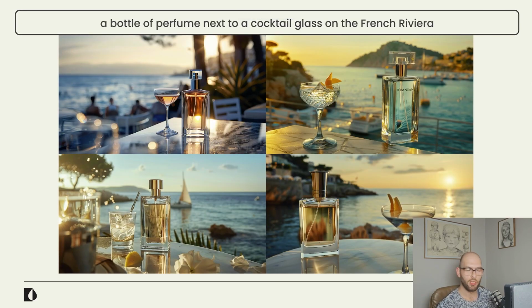For our next example, we'll take a look at how to use the character reference for objects instead of people. Of course, character reference is intended for characters and personas, but we can use it for non-people. A bottle of perfume next to a cocktail glass on the French Riviera.